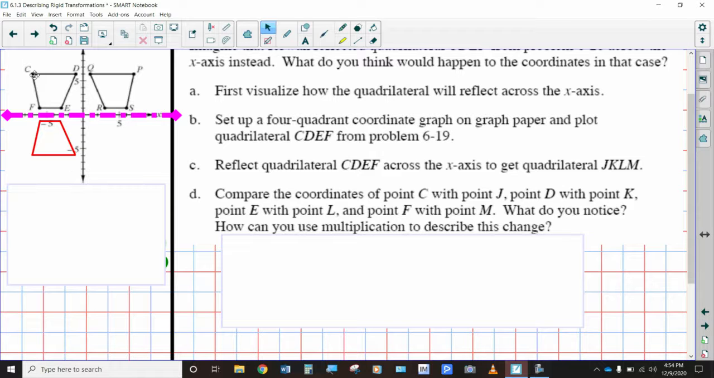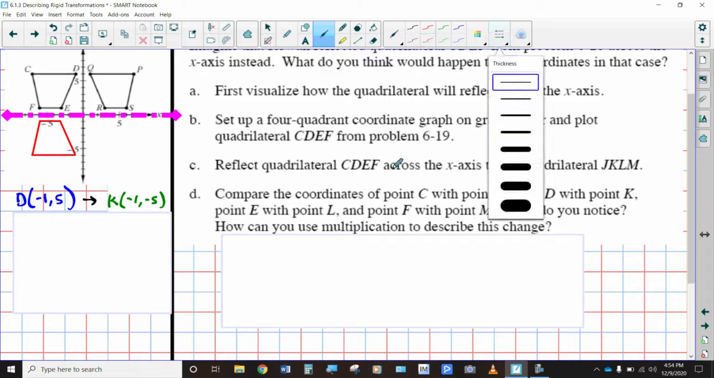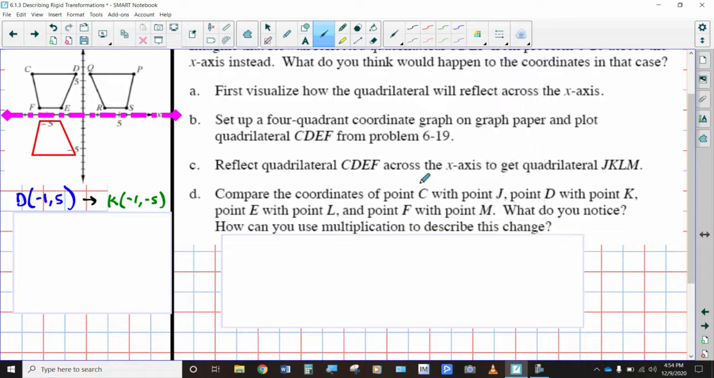All right, so let's take a look at this. You've got point C, and they're saying that we want to relabel this, so let me put this in there with nice small lettering. It said point C is going to become point J. Point D is going to become point K. Point E is going to become point L. And point F is going to become point M. So this is now quadrilateral JKLM.